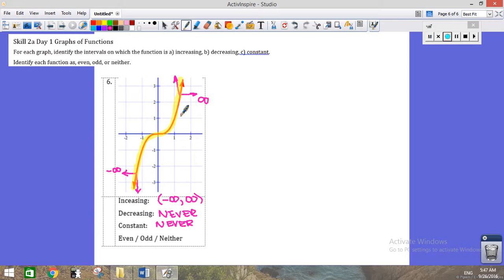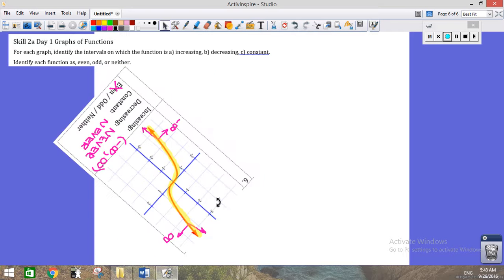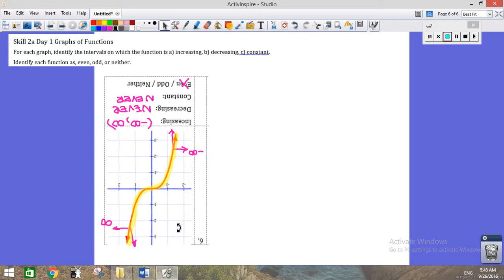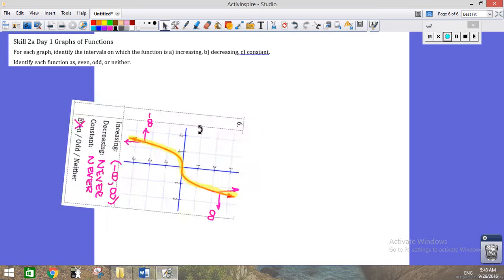The graph does not have symmetry with respect to the y-axis, so it's not even. It's going through the origin, and when you rotate it 180 degrees, you get the same picture. Okay, so this is an odd function.